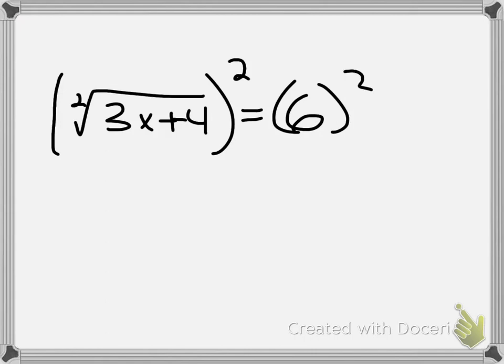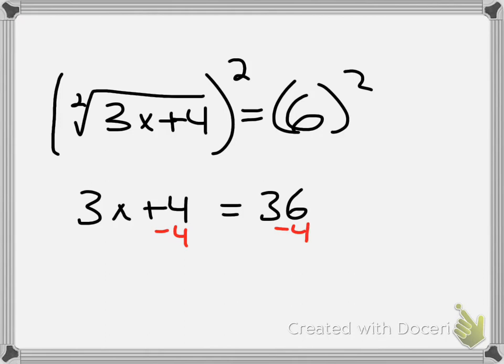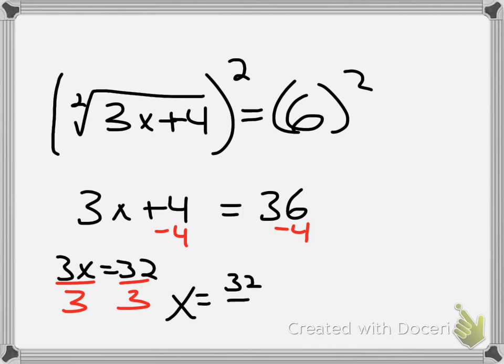Squaring a square root cancels it out, which means I'm left with what's underneath, which is my 3x plus 4. On the other side, I have a 36. Now that my radical is gone, I want to solve for x as I normally would. So I will subtract 4. Now I have 3x equals 32. Continuing to solve, I will divide by 3. So my answer is x is equal to 32 thirds.